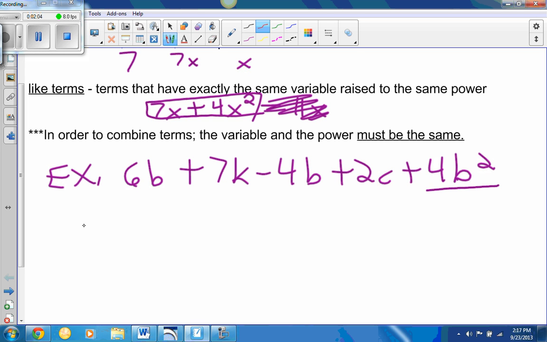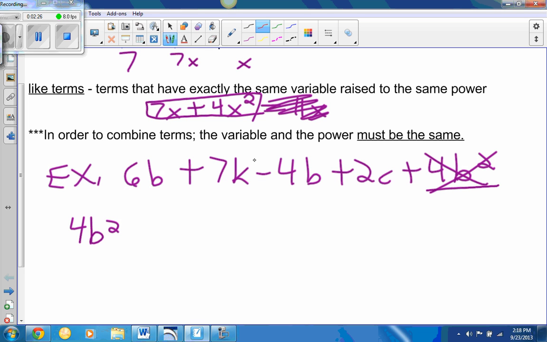There are no other squareds, so I can't combine it with anything, so I'm just going to write 4b squared, and I'm done with that one. You can cross it out if you want, so that you know you're done. I usually underline them, then I know that I'm done, but you can cross it out. So then it doesn't matter if you put the b's, k's, c's, whatever next. I usually just go in order.